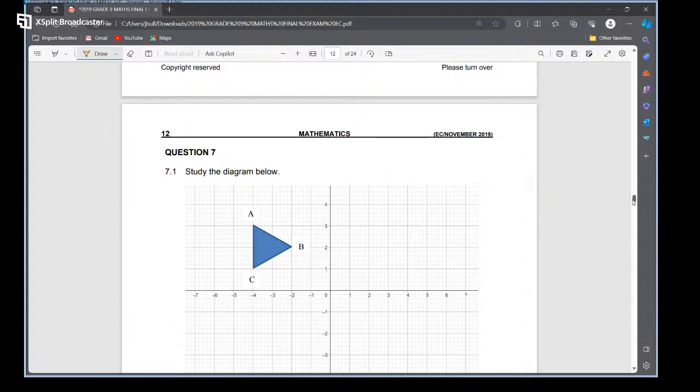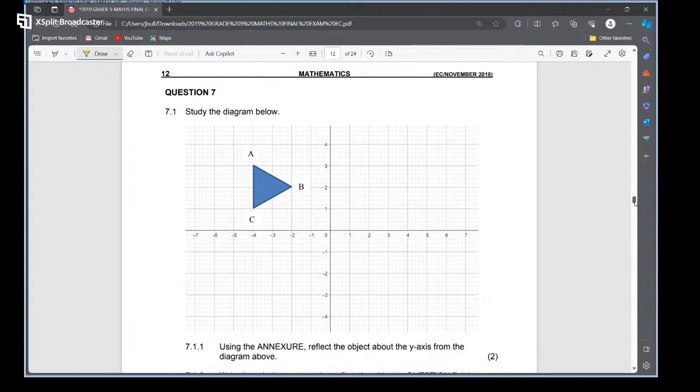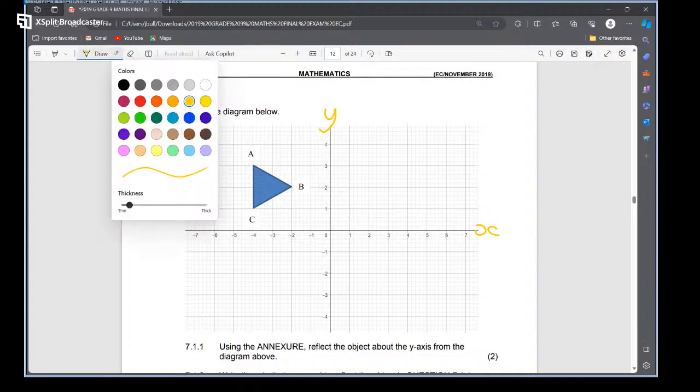So if we look at this question, we've got: study the diagram below and then reflect the object about the y-axis. Okay, so if we're reflecting it about the y, let's just label quickly. So this is our y and this is our x. So if we're reflecting it about the y, they mean just mirror it over that y-axis. Okay, so all we have to do is make sure we reflect each of the points. So that's how I usually go about it.